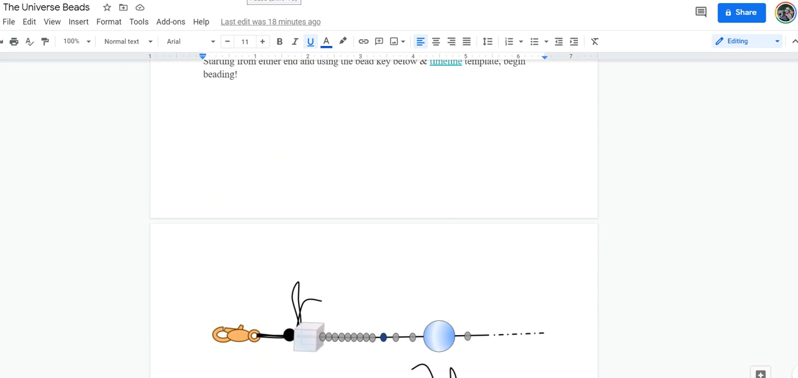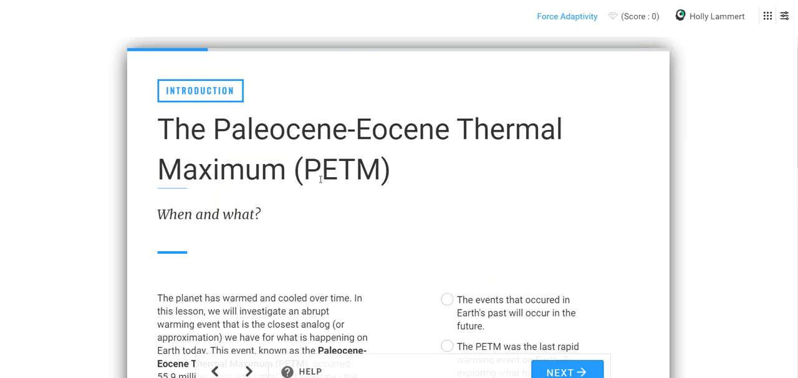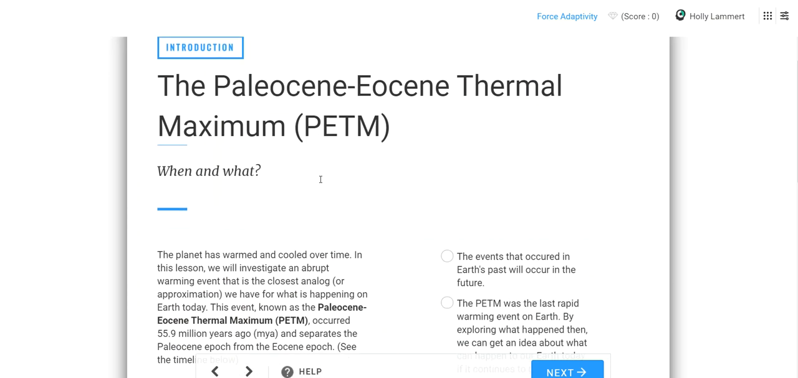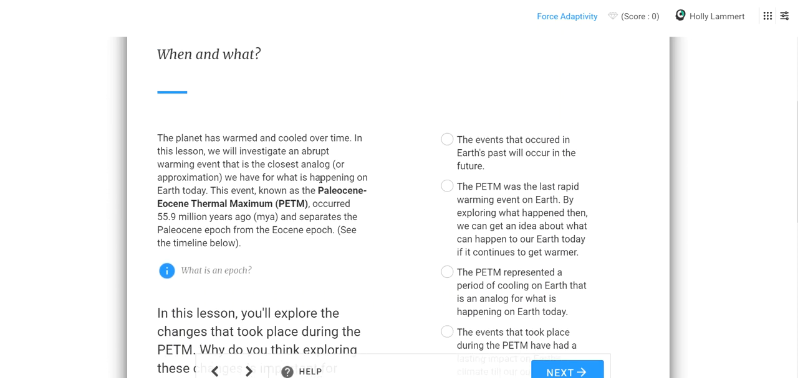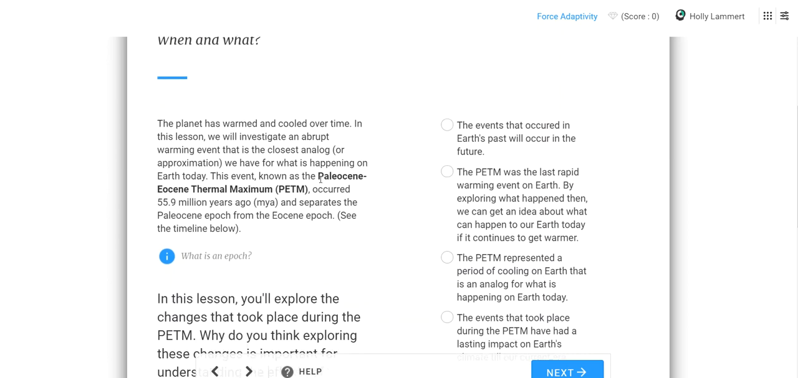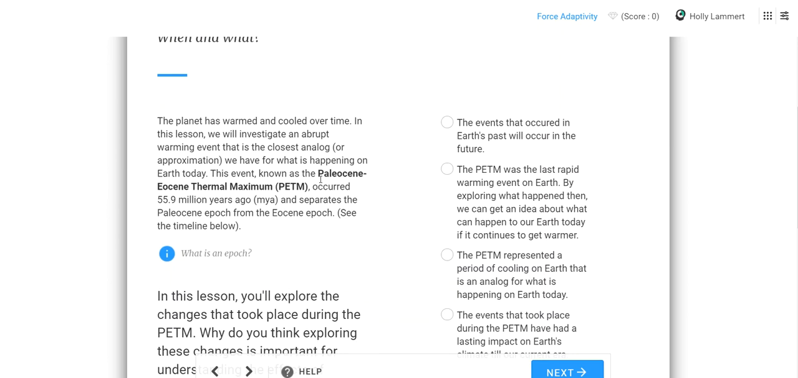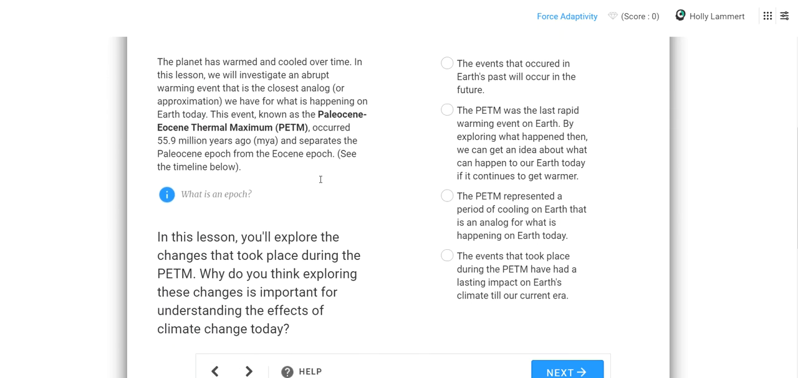Back to our lesson. So the Paleocene-Eocene thermal maximum, it is also known as the PETM. So when and what? The planet has warmed and cooled over time. In this lesson, we will investigate an abrupt warming event that is the closest analog or approximation we have for what is happening on Earth today. This event, known as the Paleocene-Eocene thermal maximum, occurred 55.9 million years ago and separates the Paleocene epoch from the Eocene epoch, seen in the timeline below.